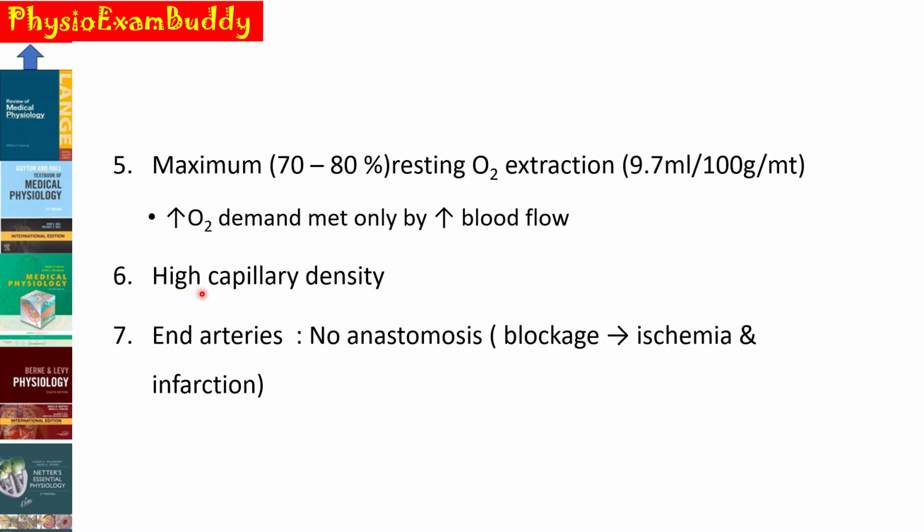Another special feature is the higher capillary density which is found in the coronary circulation, and the coronary blood supply is mainly by end arteries. That is, there is no anastomosis. But the problem is that if there occurs any blockage in this coronary blood circulation, it can result in ischemia or infarction of the heart.